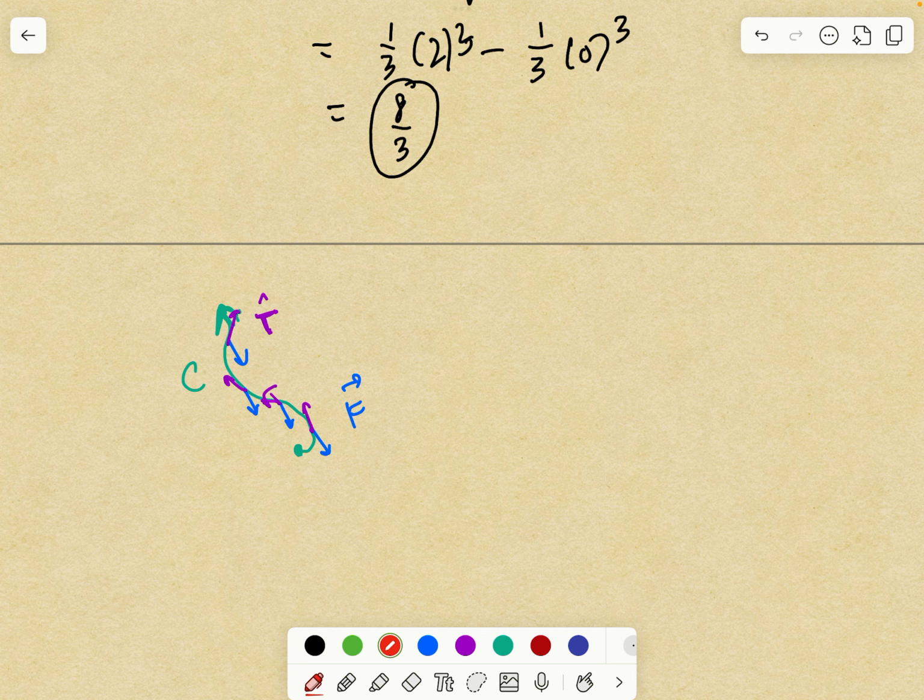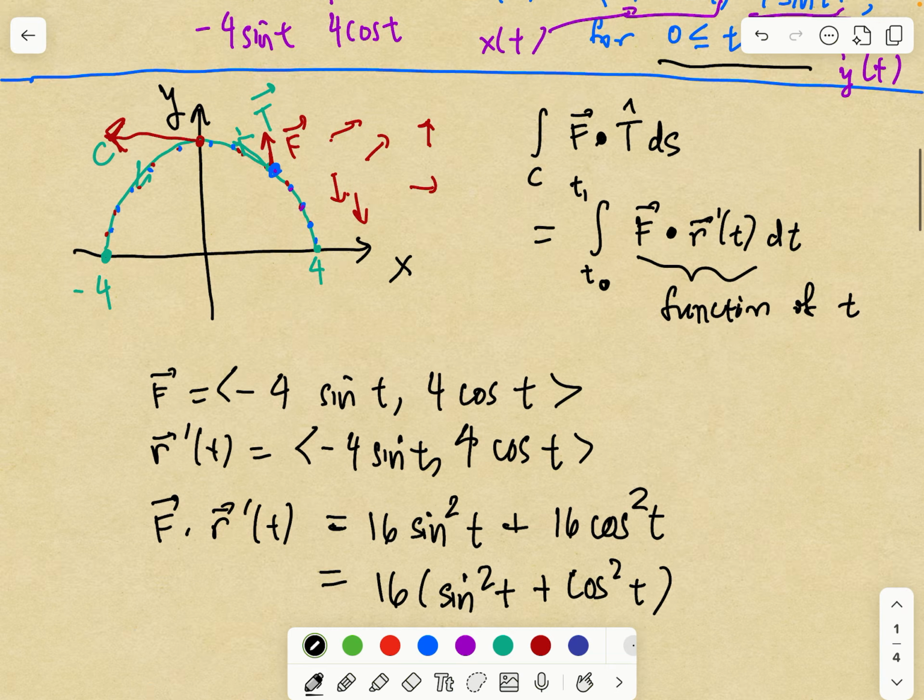So it's hard to give a more precise meaning of this integral, but that's essentially what it means. It kind of measures how along the curve the vector field f is. Okay, that's all I wanted to say about these examples.